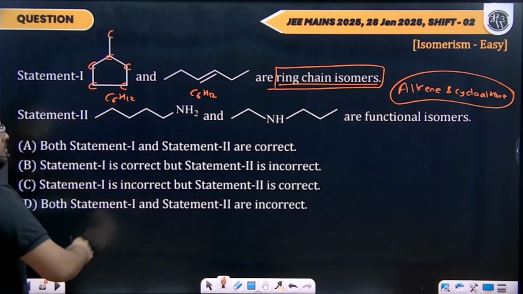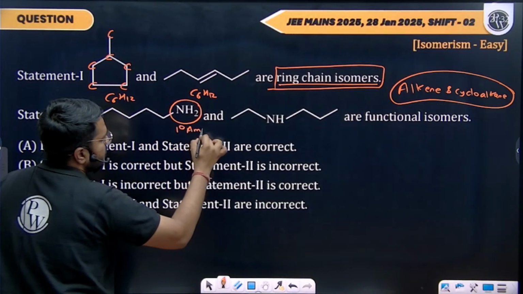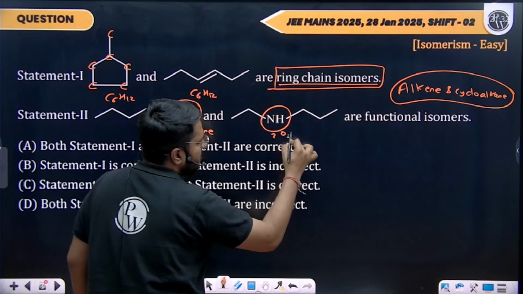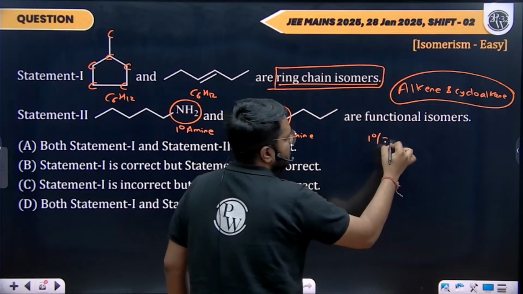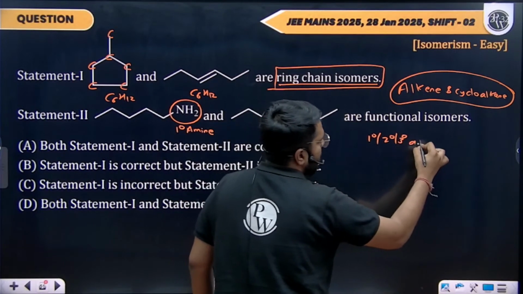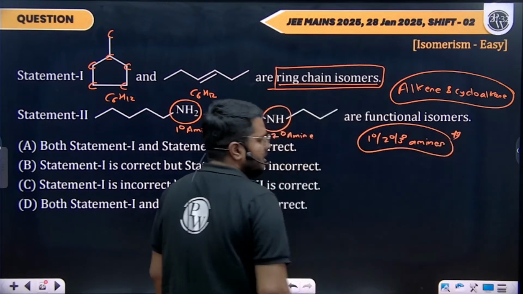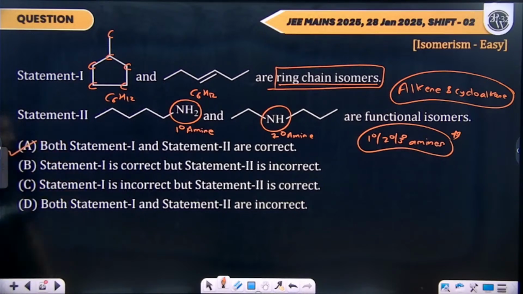In statement number 2, a primary amine is mentioned, while in the second case a secondary amine is mentioned. And as we know, primary, secondary and tertiary amines can all show functional isomers. So both the statements are correct. Statement 1 and statement 2 are both correct.